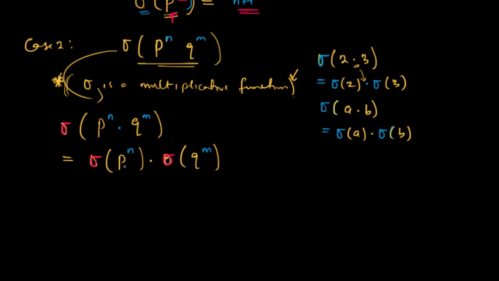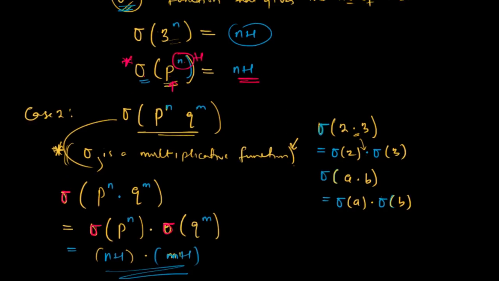So since you have sigma of p to the power n, it's going to give you n plus 1. And sigma of q to the power m is going to be m plus 1. Now you shall see how this is obtained. All right, let's now go to the question.